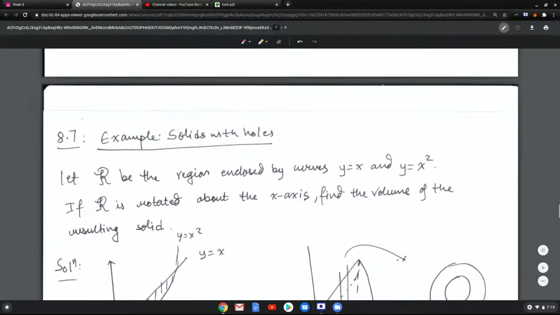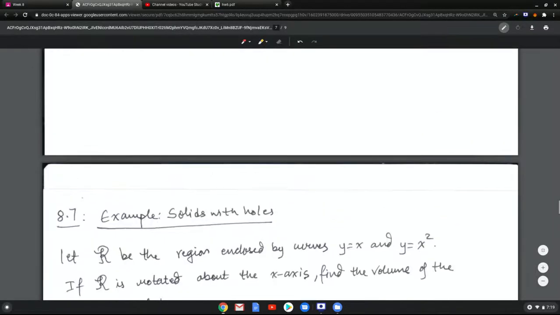Now, the next kind of examples is solids with holes, which we are going to cover in the next video.